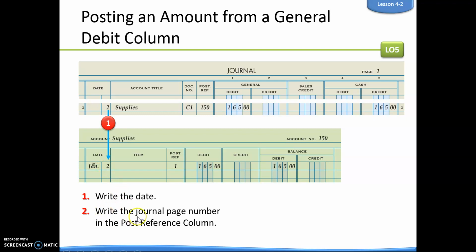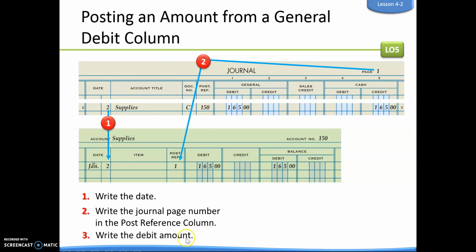The second thing we do is we write the journal page number in our post reference column. Now, this is the post reference column of our general ledger. So see, because we are on journal page 1, we come down here and we write page 1. Now, all that tells us is that if we need to go back and find where this transaction happened, we could go back and look at journal page 1 and we could find our date and we would find that transaction.